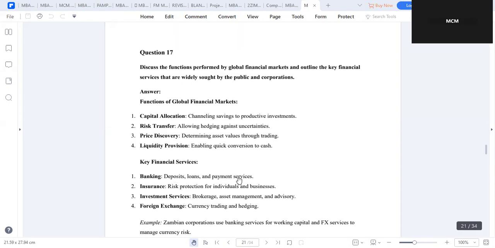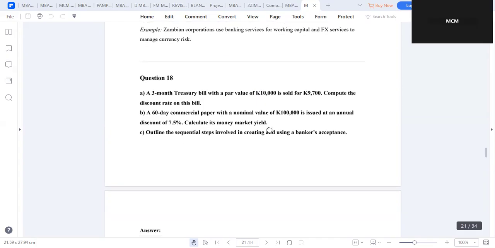Okay, what are some of the services that the financial market on a global scale provides? Banking: they allow for deposits, loans, and payments. Insurance: they will allow risk protection for individuals. And investment services: they will allow brokerage, asset management, and advisory. And also foreign exchange: they will help in currency trading and hedging. So these are some of the functions.